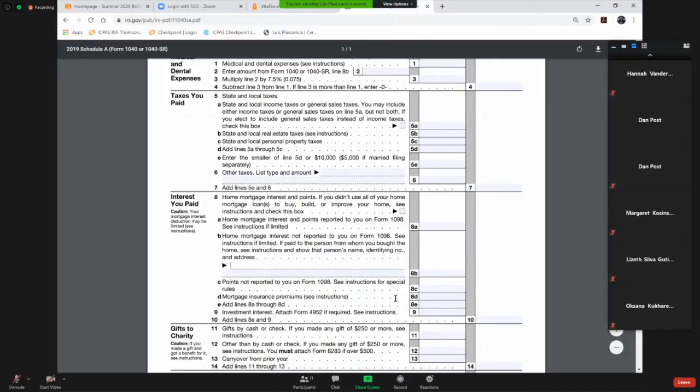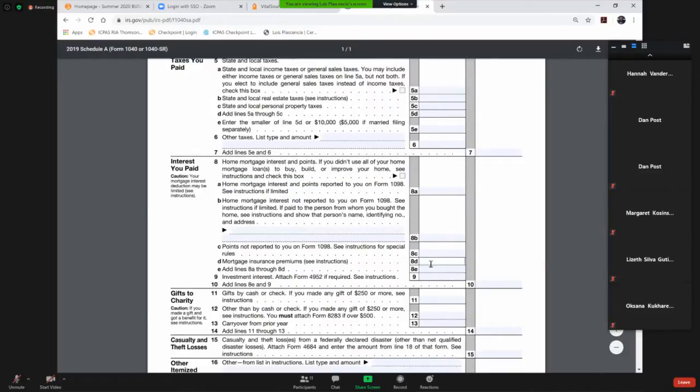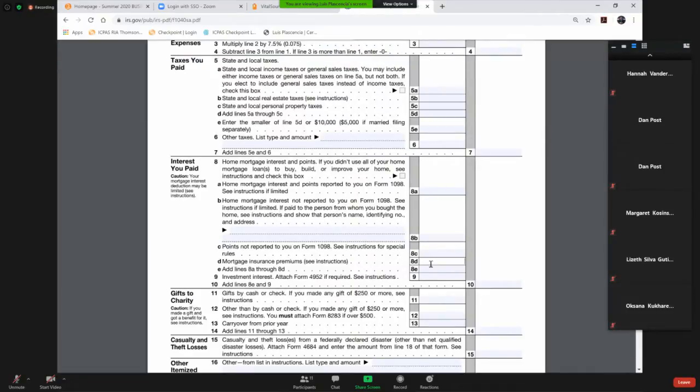Mortgage insurance premiums, that's something that was set to expire in 2017. That's one of those items that I told you this year they passed a tax bill that retroactively made some changes for 2018. This is one of them. Mortgage insurance premiums, they extended it. This is Congress for you.